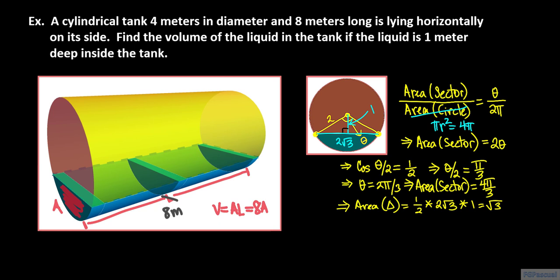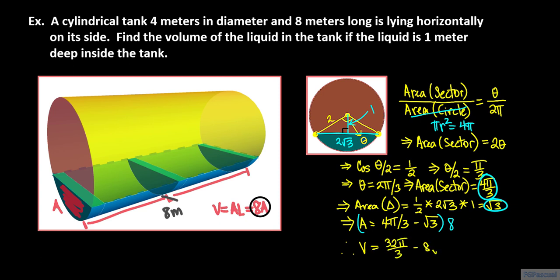And so, we subtract the area of the isosceles triangle from the area of the sector to get the area of the vertical cross-section, which we have called A. A equals 4 pi over 3 minus the square root of 3 square meters. The volume of the liquid is 8 times A. And so, multiplying A by 8, the volume of the liquid is 32 pi over 3 minus 8 times the square root of 3 cubic meters.